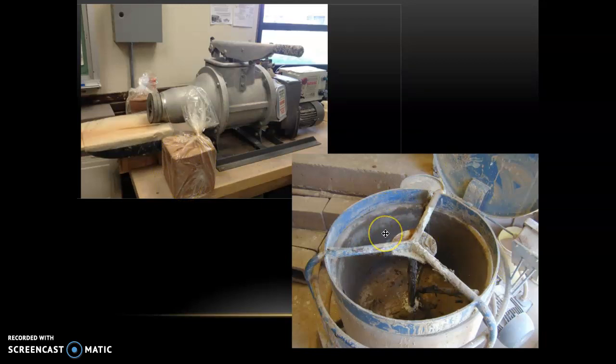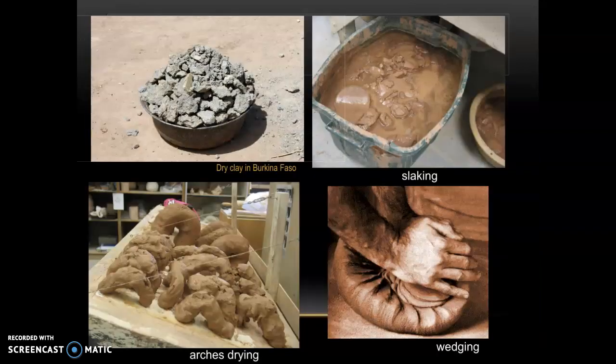This one here is a mixer like we have in the current YVC studio, and this is basically just a larger capacity way of mixing. So instead of wedging with your feet, or instead of doing small batches in a pug mill, you can mix the clay by hand. But all of the process is still the same. You're going to add dry clay to water. You're going to slake it. You're going to let it dry. And then you're going to work with it until it all sticks together.